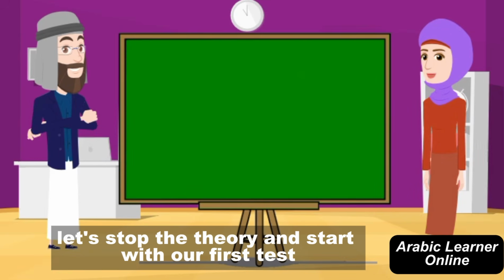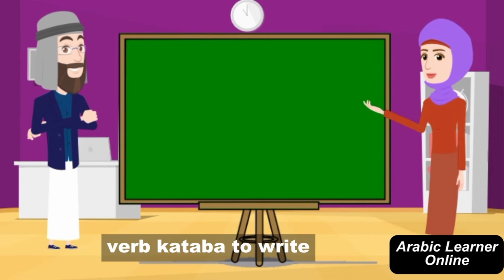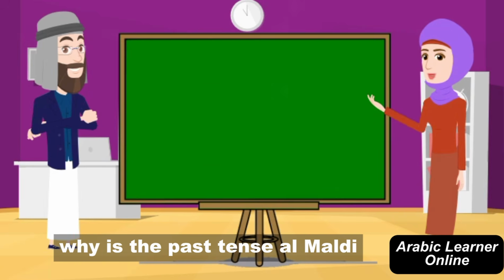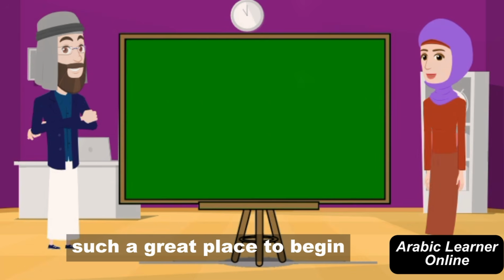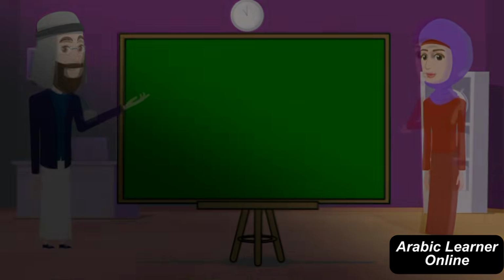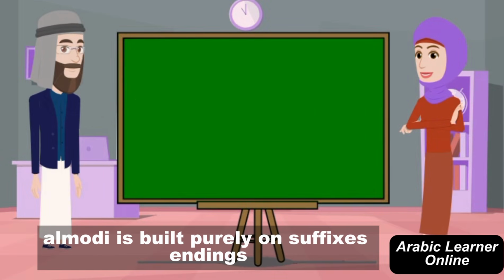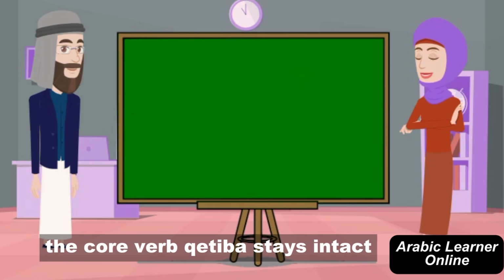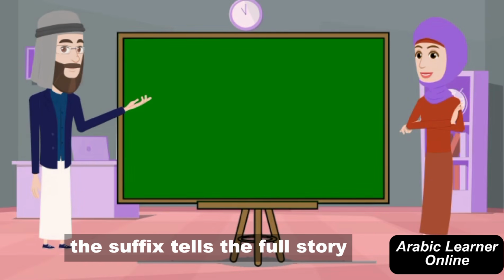Let's stop the theory and start with our first test verb, kataba, to write. Why is the past tense, al-madi, such a great place to begin? Because the past tense al-madi is built purely on suffixes, endings. The core verb kataba stays intact. The suffix tells the full story.